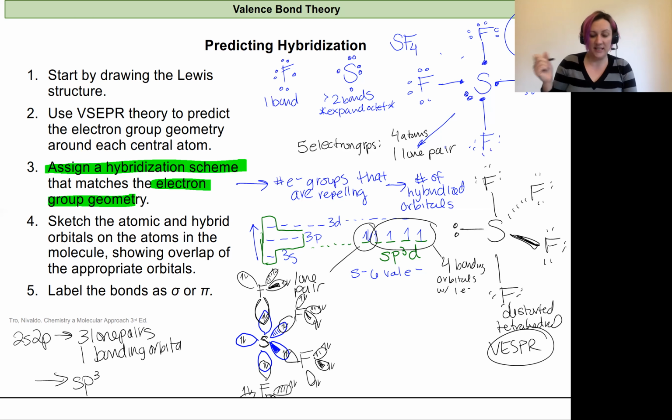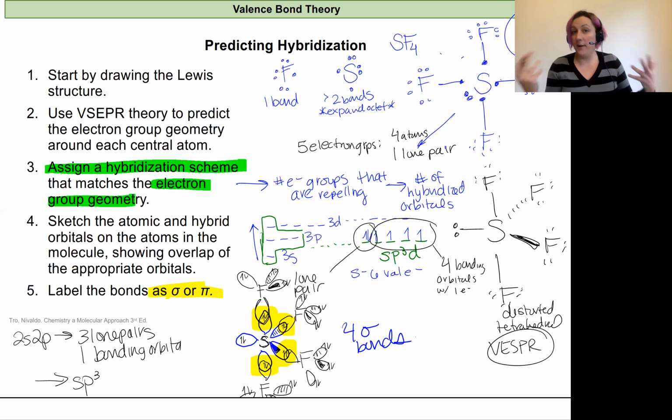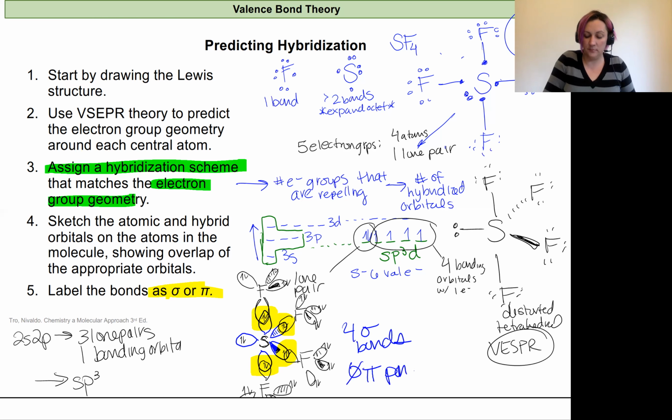And so if we want to identify our sigma bonds and our pi bonds, we've got sigma bonds between the sulfur and the fluorine. So I have 4 sigma bonds. And I have no pi bonds because I don't have any 2p orbitals coming in overlapping. So I have 0 pi bonds for this one.